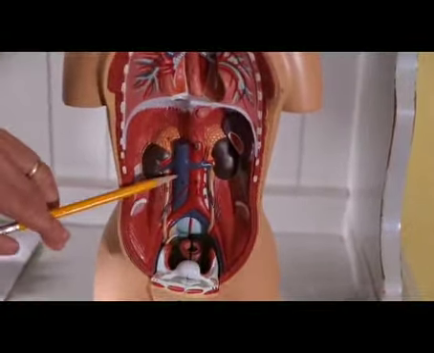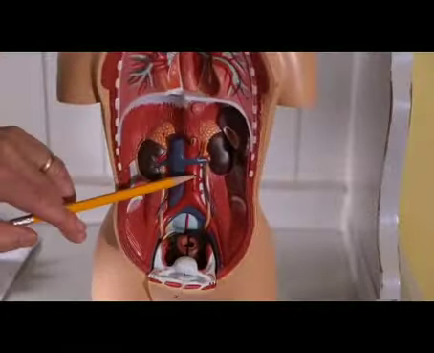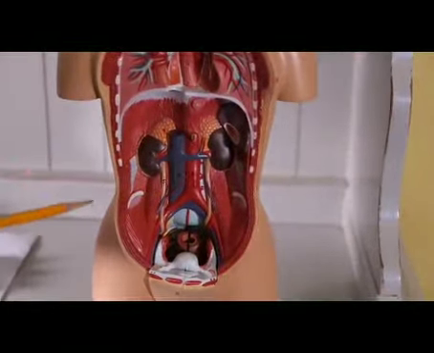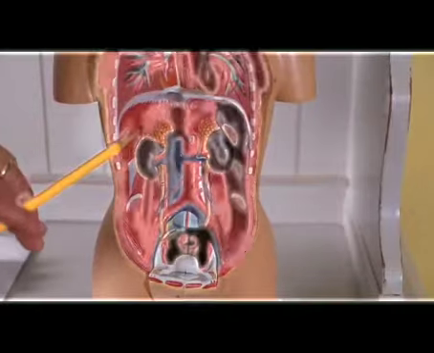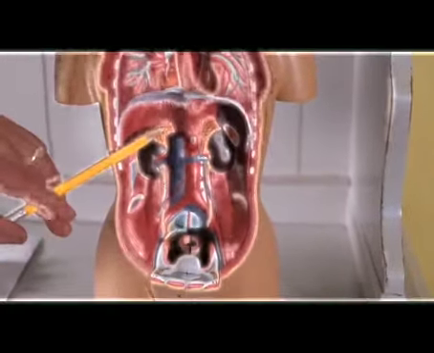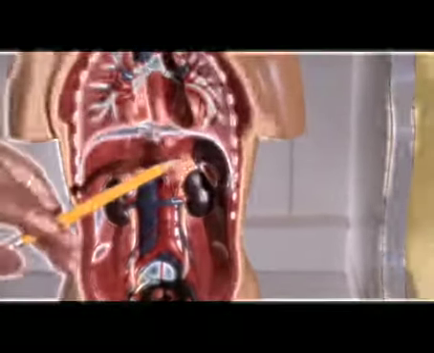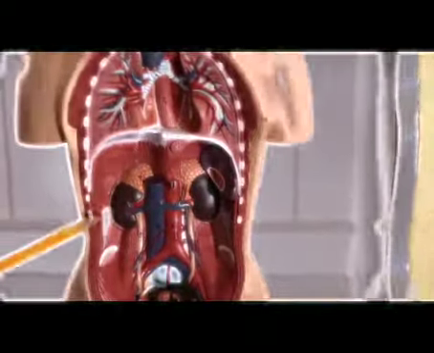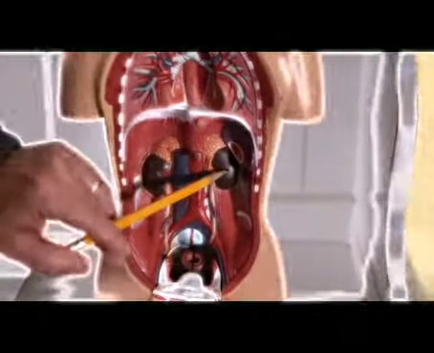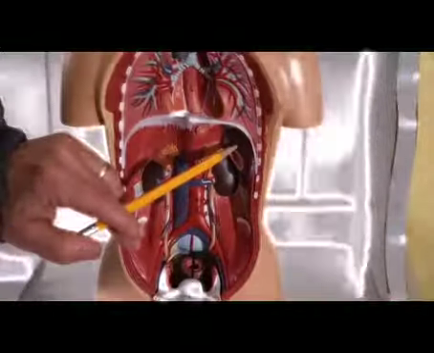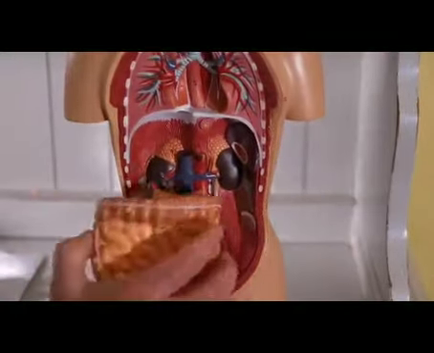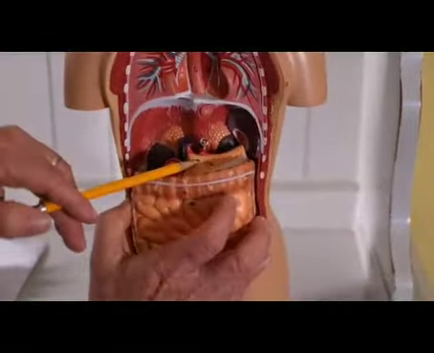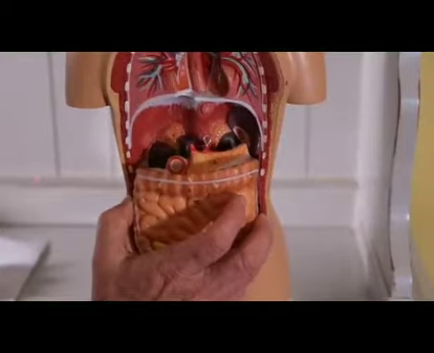The inferior vena cava, the abdominal aorta, the adrenal gland sitting on top of the kidneys. You can see another adrenal gland. You can see both kidneys. Okay, the spleen, and then let me grab this, and there's the pancreas sitting on top of the large intestine.